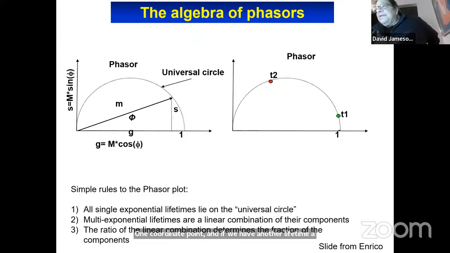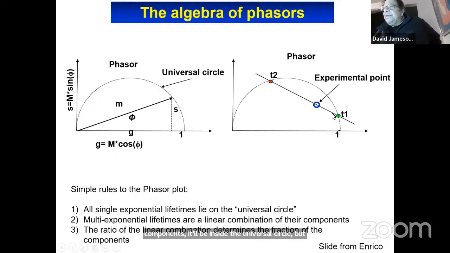Now, the whole key to the analytical use of phasors is that if you have a mixture of those two components, it'll be inside the universal circle, but moreover, it'll be along the line joining those points. And that's a very important point, this additivity property. Moreover, the fractional intensities can be determined by where along the line it falls.